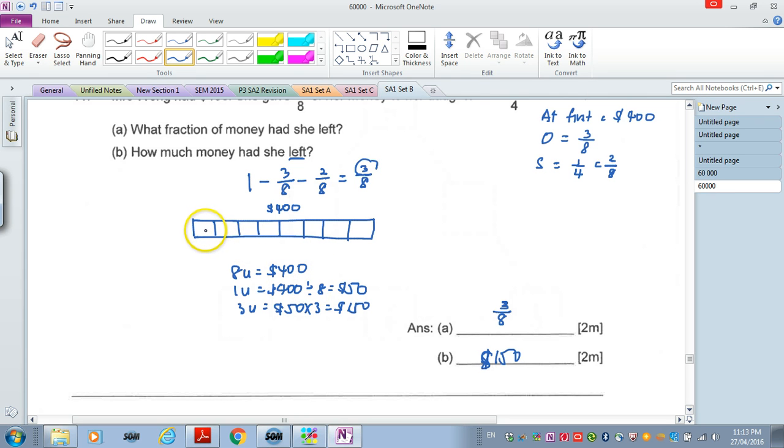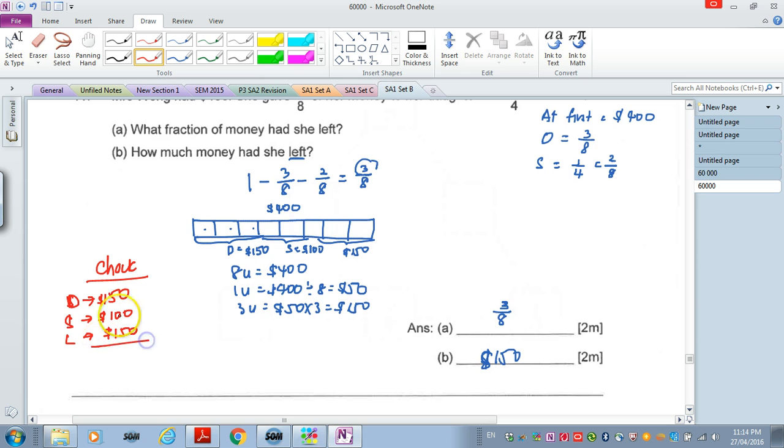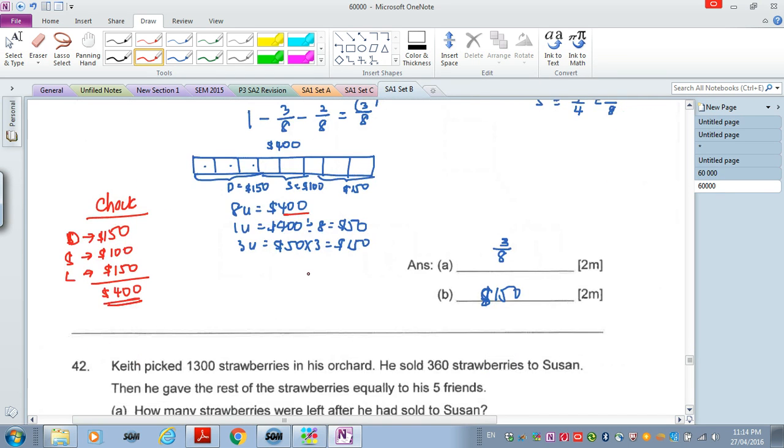Okay, so I have the daughter is given 3/8, 1, 2, 3. So the daughter is this one, which is 150. Also, the son is 2/8. So this belongs to the son, which is 100, and she left 150. So let's check. Daughter is 150. Son is 100, and she left 150. When I add all up, I will get 400. This is the amount that she has at first, 400. So I know my answer is correct.